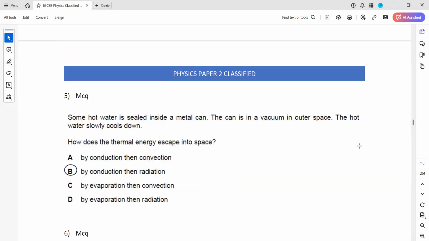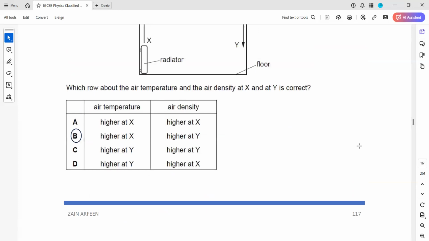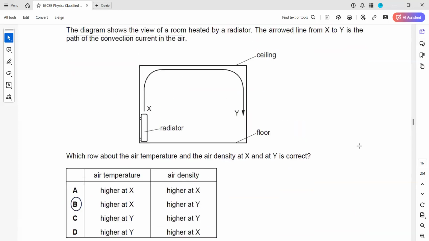Yes, sir. Then we have this one, which is about convection. The diagram shows a view of a room. What will happen? Hot air has a low density, so hot air will rise. And as a result, the cold air will sink.